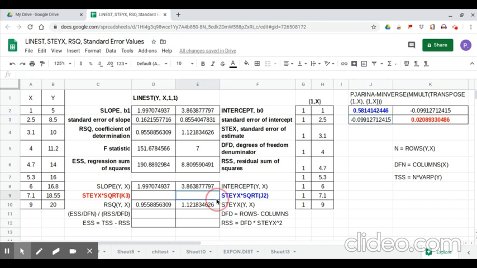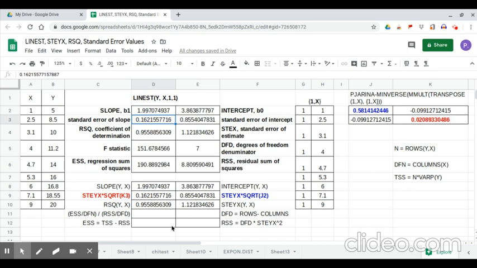Now we can calculate for the standard error value of the intercept, the Y-intercept, which is equal to STEYX times the square root of J2. And this matches to our LINEST output. Next, we calculate the standard error value of the slope, which is equal to STEYX times the square root of K3. And this matches to our LINEST output.